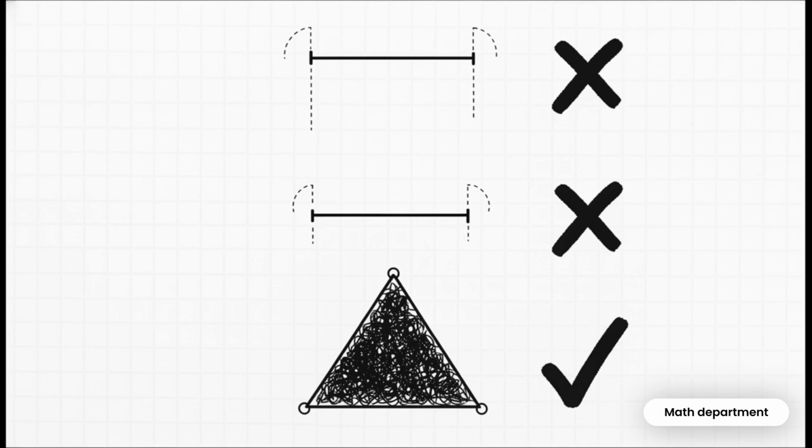Finally, look at 8, 10, and 15. The shortest are 8 and 10. 8 plus 10 is 18. Is 18 greater than 15? Yes. Give that one a big check mark. The walls hold up, and we have a perfect physical triangle.